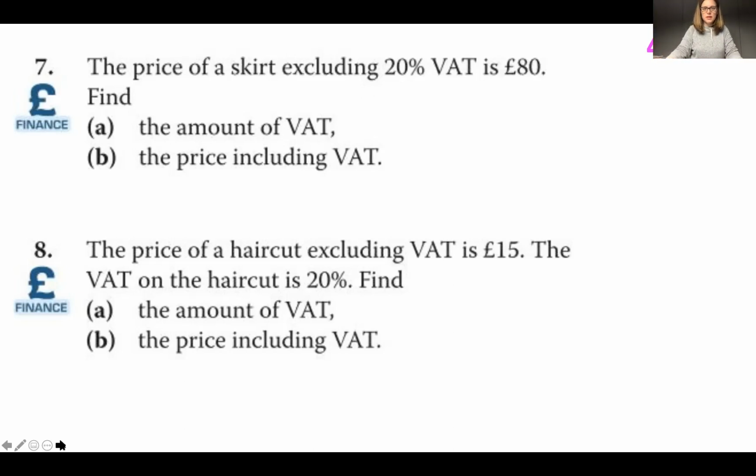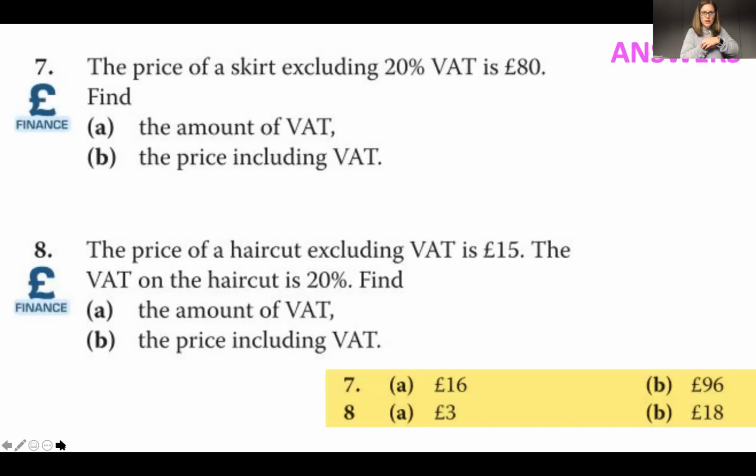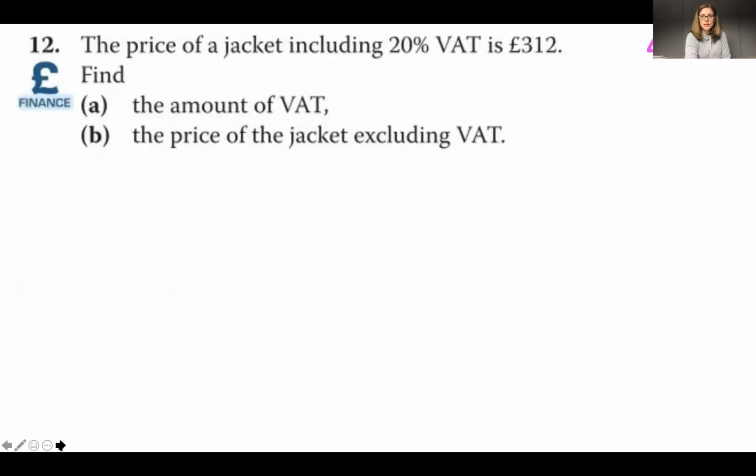Right, your time is up. Let's see how you got on. So we have £16 for part A, the VAT, and £96 the amount including the VAT. Question 8, £3 is the amount of the VAT, and for 8B, £18 including VAT. Nearly there. 4 more minutes.